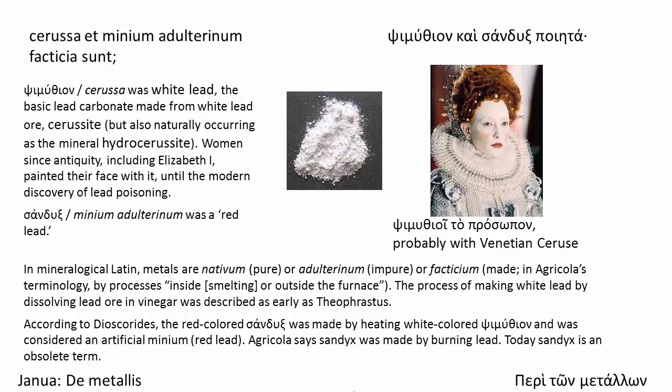In mineralogical Latin, metals are nativum, pure, or adulterinum, impure, or facticium, made, in Agricola's terminology, made by processes inside or outside the furnace. The process of making white lead by dissolving lead ore in vinegar was described as early as Theophrastus. And according to Dioscorides, the red-colored sandux was made by heating white-colored psimution and was considered an artificial minium or red lead. Agricola says sandux was made by burning lead. Today, sandux is an obsolete term.